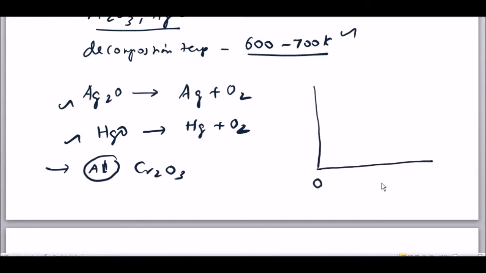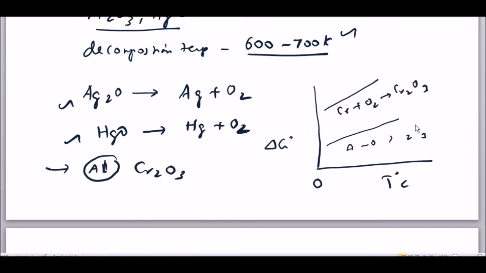Ellingham diagram, this is the temperature, and here we can say delta G naught. Yes, if you see this case, aluminum plus oxygen forms Al2O3, just above which you can find one other straight line, chromium that combines with oxygen to form Cr2O3. Here aluminum is combining with oxygen to form Al2O3. In this case, chromium combines with oxygen to form Cr2O3. So aluminum is just below this chromium.